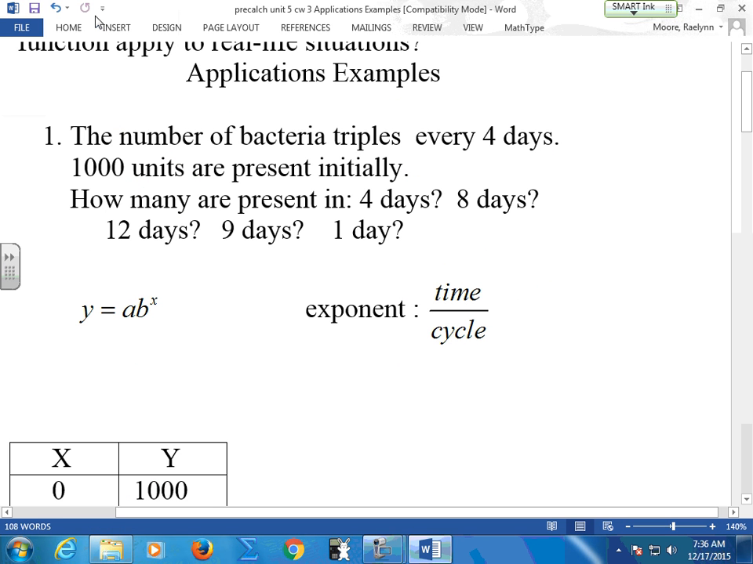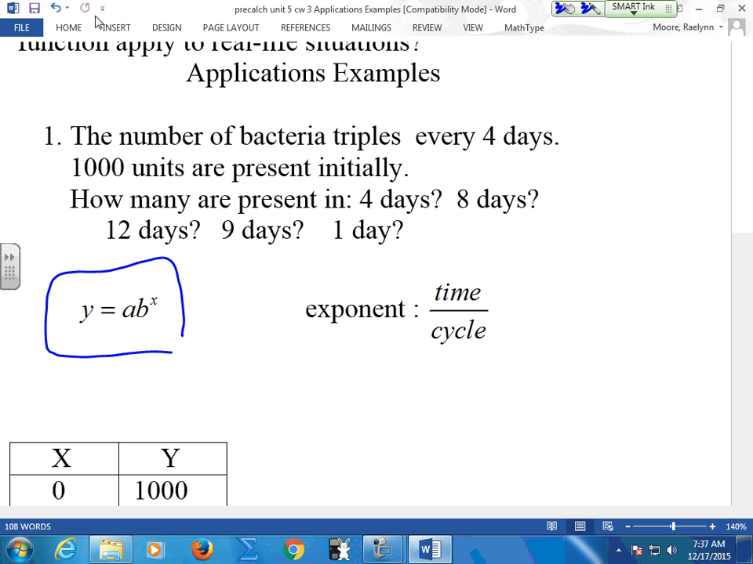Okay, before we talk applications, let's talk basic setup of your exponential growth and decay. Your interest formulas follow the same setup as well. A is your initial value.